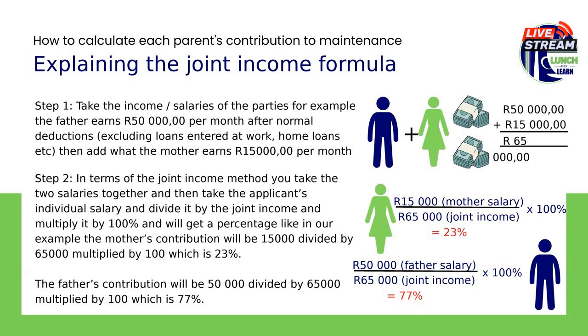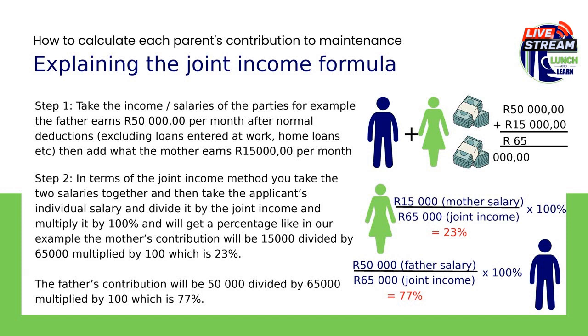So if we look then, you take the 15,000 Rand, that is the mother's salary, and you divide it by the total amount, the joint income, you times that by 100%, and you get to an amount of 23%. The same goes for the father. Now we need to work out the father's apportionment, the father's contribution. You would simply take the father's salary and divide that by the joint income times 100%, and you would come to a percentage of 77%. Obviously, in mathematical terms, if you add the 23% and the 77% of the father, the total amount would be 100%. And then you would know that your calculation is correct.